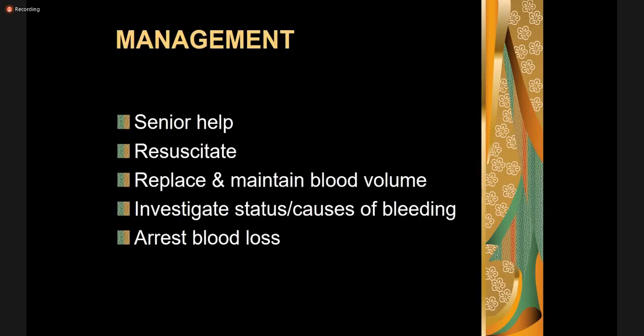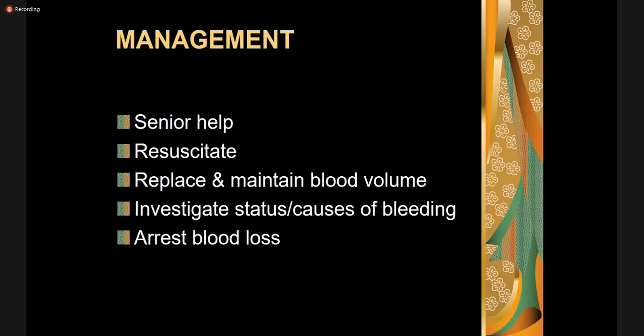The management of all cases of obstetric hemorrhage is HELP. You need immediate help, senior help, the help of the surrounding people like house officers, the RMOs, or the nursing staff, anesthetists. Then resuscitate the patient, replace and maintain blood volume. Of course, you will not have blood available immediately, but you can replace it with plasma.